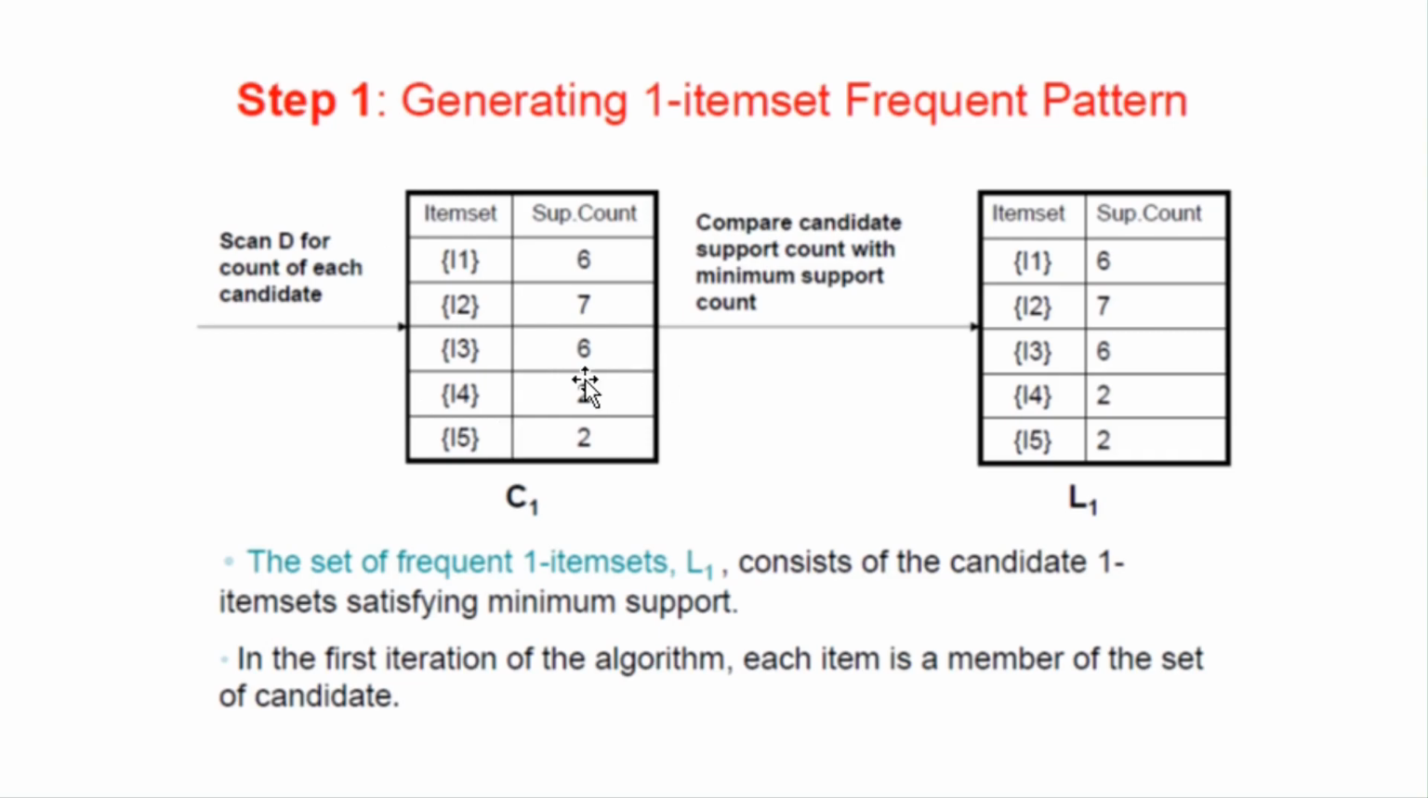So after storing this into C1, we are checking and comparing the candidate support count with the minimum support count. Here the candidate support count is greater than or equal to 2 for each and every item. So again in the list of 1 item sets, we are getting all these items. So the set of frequent 1 item sets L1 consists of candidate 1 item sets satisfying the minimum support. In the first iteration of this algorithm, each item is a member of the set of candidates.